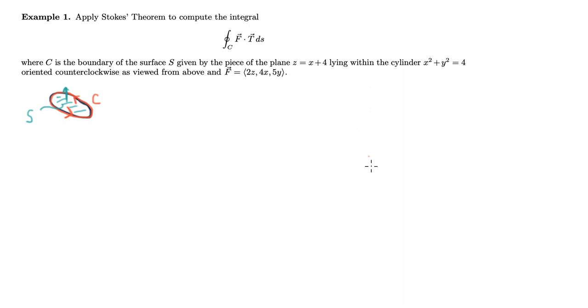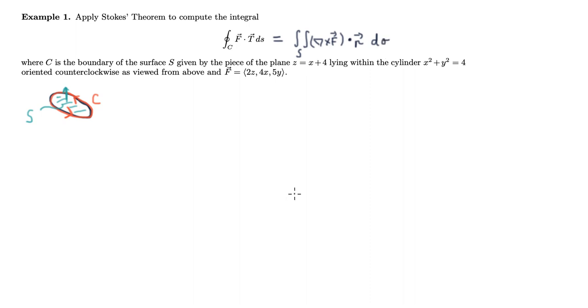Okay, and so the first thing we need to do is remember what Stokes' theorem says. So Stokes' theorem says that we can convert this line integral, or circulation integral, to a surface integral of what? Of the curl of the vector field. And we take the component of the curl that's pointing in the normal direction of the surface over all of the surface elements.